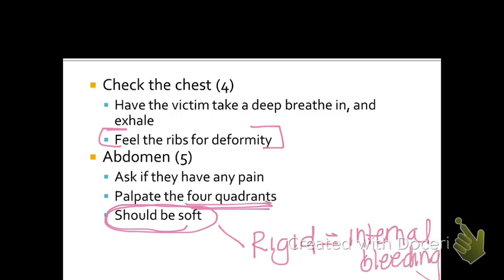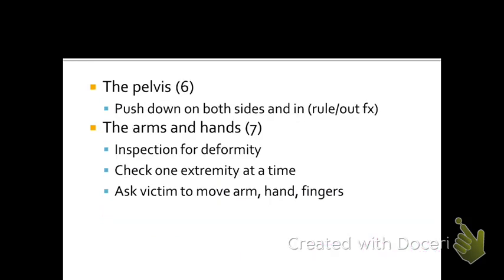We'll talk about it when we get to abdominal injuries. So after the abdomen, we're moving into the pelvis, and with the pelvis, we want to rule out a fracture. So what we're going to do is push down on the most bony portions of the pelvis. If there's no pain with the push down, then we've ruled out a fracture. However, if there is pain, then it's possible that they have what we consider to be a pelvis fracture.